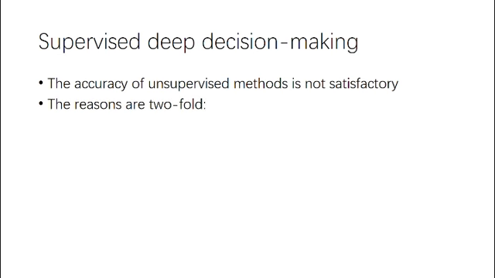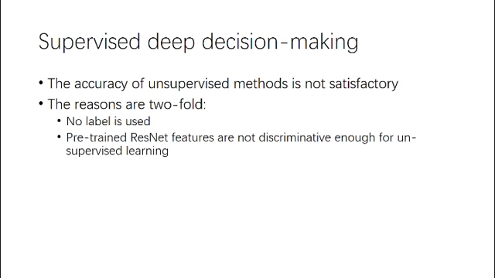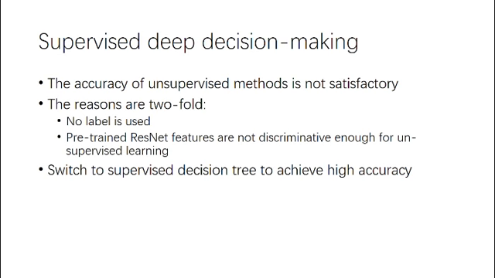We believe the reasons are twofold. First, we did not use any label. Second, the pre-trained features may not be discriminative enough for unsupervised learning. We then switched to a supervised decision tree model to achieve high accuracy.